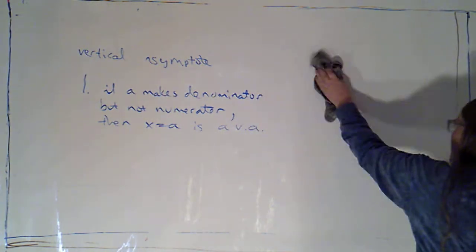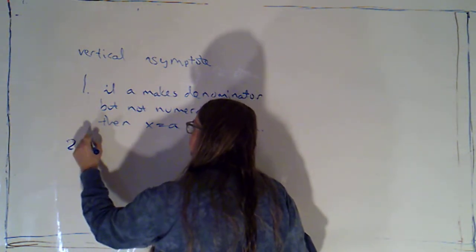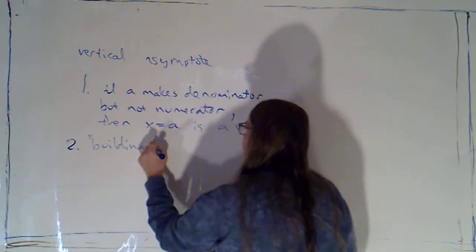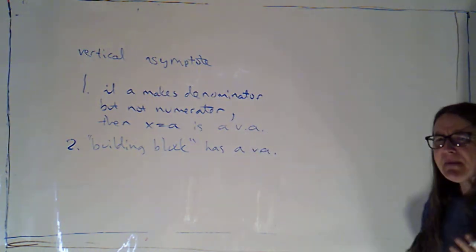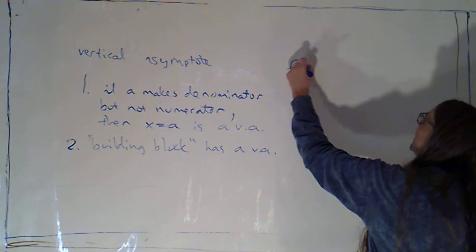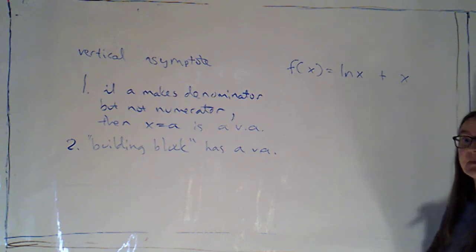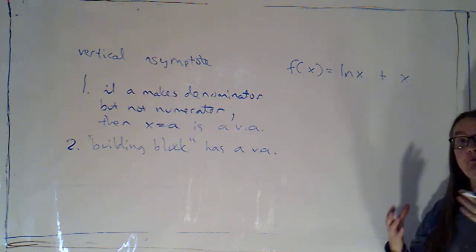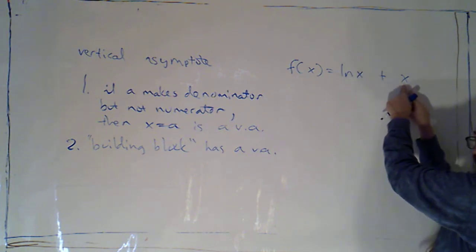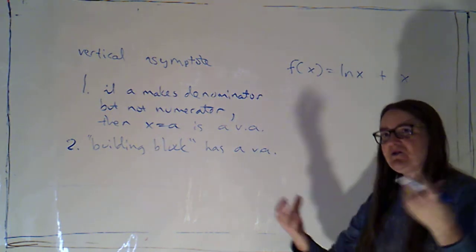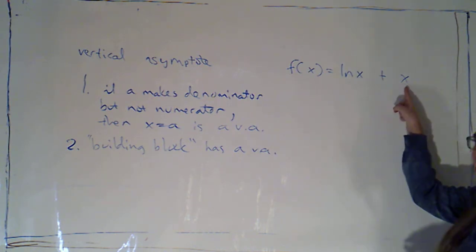All right, the other way we could have an asymptote is if one of what I'm going to call our building blocks has a vertical asymptote. Now, what do I mean by that? Well, let's suppose I had f of x equals the natural log of x plus x. Now, I'm thinking of this as a function that I've built out of these two building blocks, the natural log of x and x. I combined those pieces using some arithmetic, so that was my building tool, to build this function.